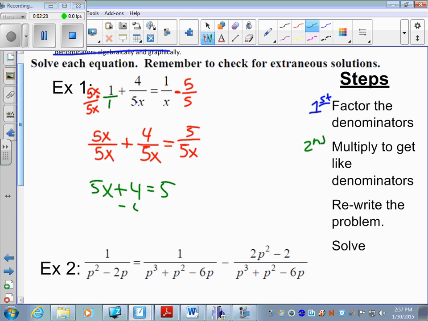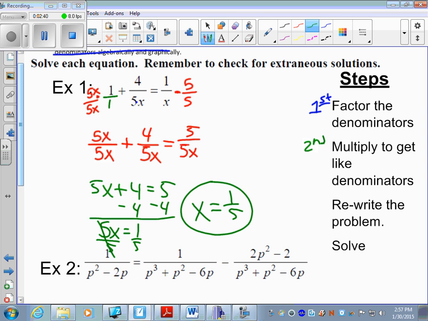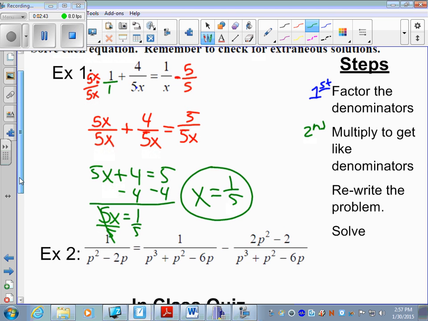So subtract 4. Divide by 5. And my solution is x equals 1/5. Done. Moving on to the second example.